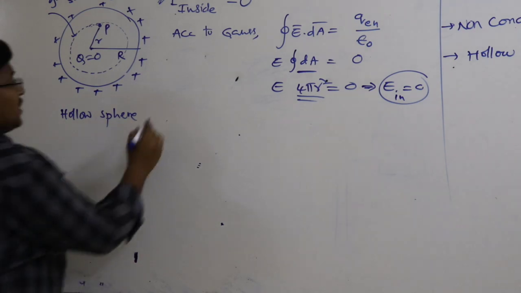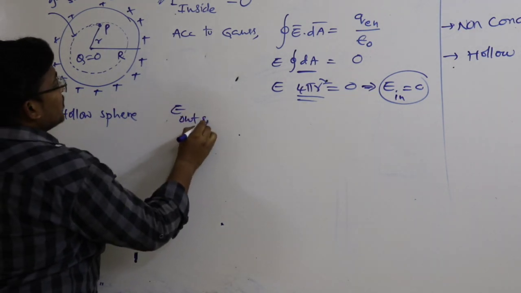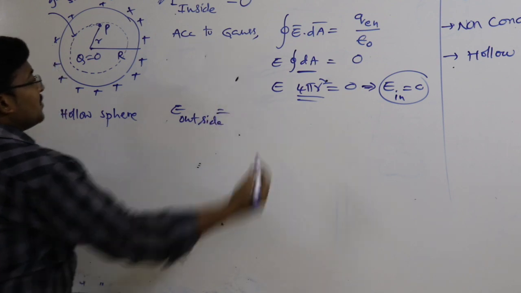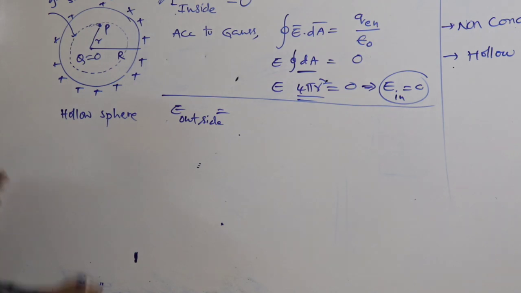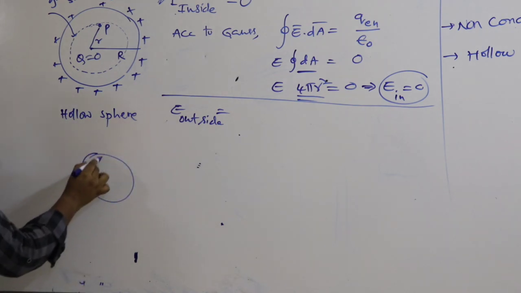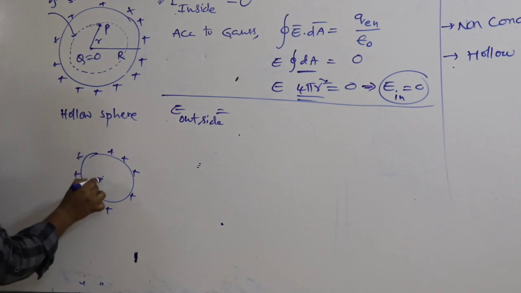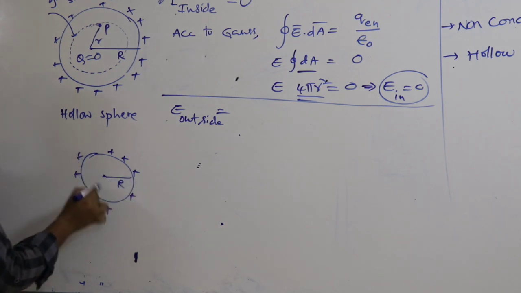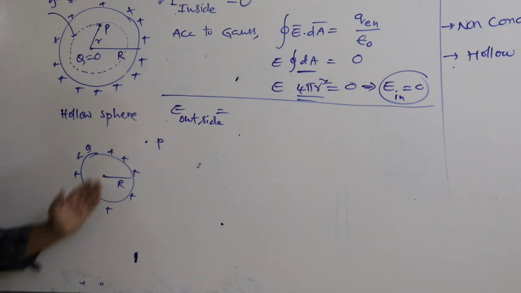Now if I want to find E outside of the sphere, what do we need to do? For outside, it is a hollow sphere of charge plus q, with radius R. Now at this point P, I would like to find the field.